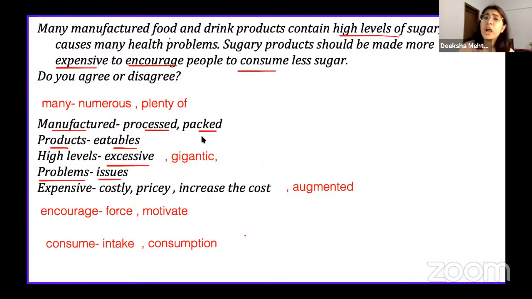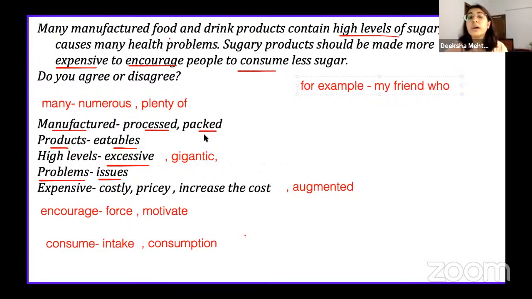All right. So, Kajal, now there are two types of examples. The first is a personal example. For example, if I say, my friend who reduced her consumption of sugar lost a lot of weight and felt healthier.